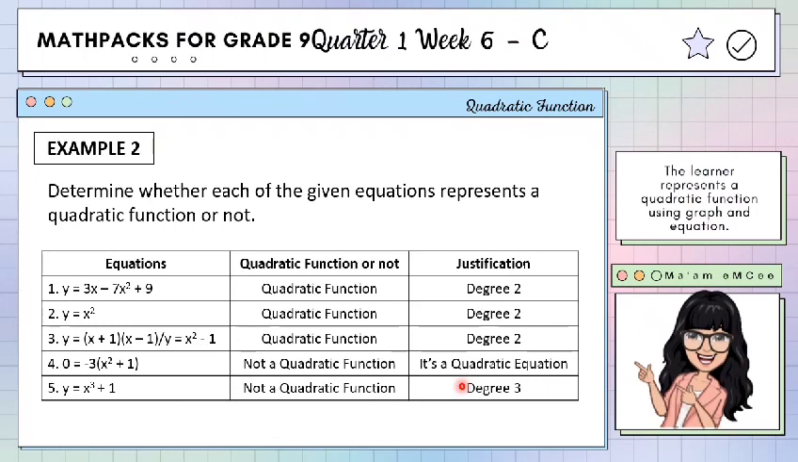Now, let's have your number 5. y is equal to x cubed plus 1. Obviously, this is not a quadratic function because the highest exponent of your variable x is equal to 3. So it's not 2, it's 3. Therefore, it is not a quadratic function. So that is how you determine whether your given equation is a quadratic function or not.